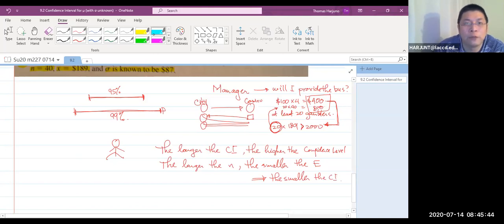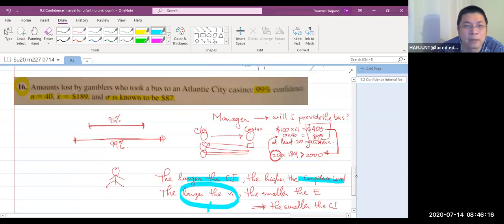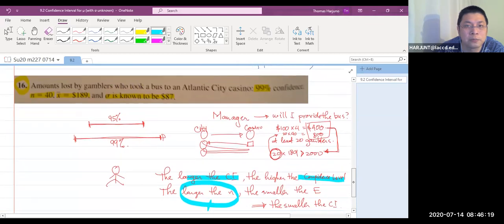Okay, so if you want to increase the confidence level, and at the same time you want to have a small confidence interval, then what you can do is enlarge your sample size. The larger your sample size, the smaller the confidence interval. If you want to increase your confidence level but keep the confidence interval small, a more focused target, then you need to increase your sample size. Okay, now let's work this out.